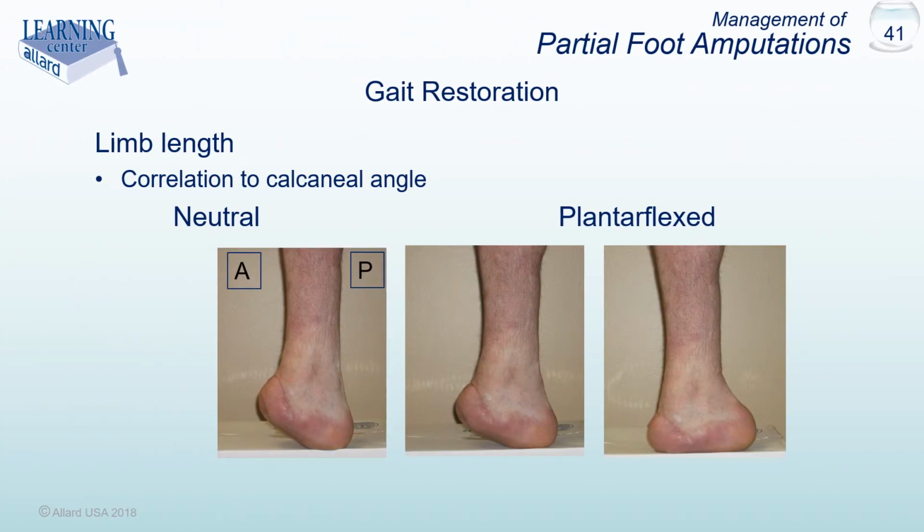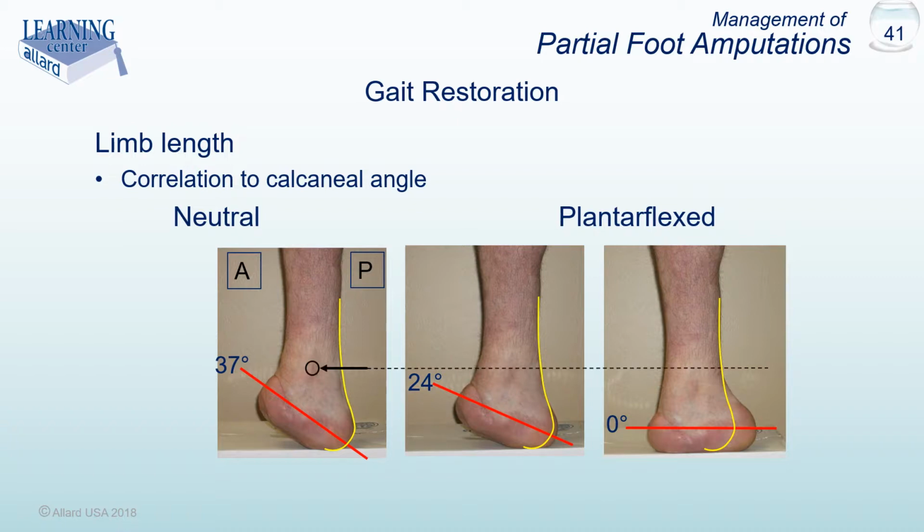This is an example of how limb length loss correlates to the appearance of a bulbous heel. Note that the calcaneal angle drops from 37 to 24 to 0 degrees. Associated with that is the change in the posterior profile from neutral to a minor change to a significant deformity. Finally, correlate that to the acquired limb length loss from neutral to a relatively small 3/8 of an inch to a significant 1 1/4 inch limb length loss.